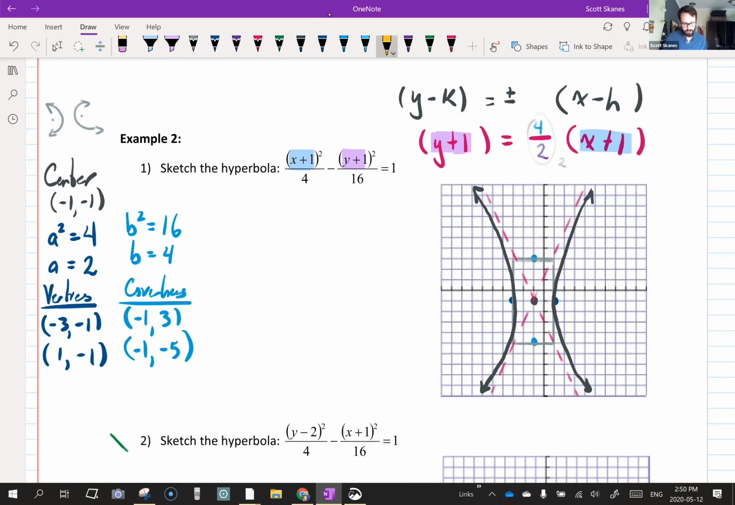Now I'm going to calculate the focus. C squared is A squared plus B squared. That means C squared is 20. That means our C is root 20. If you get root 20, it's 2 root 5.